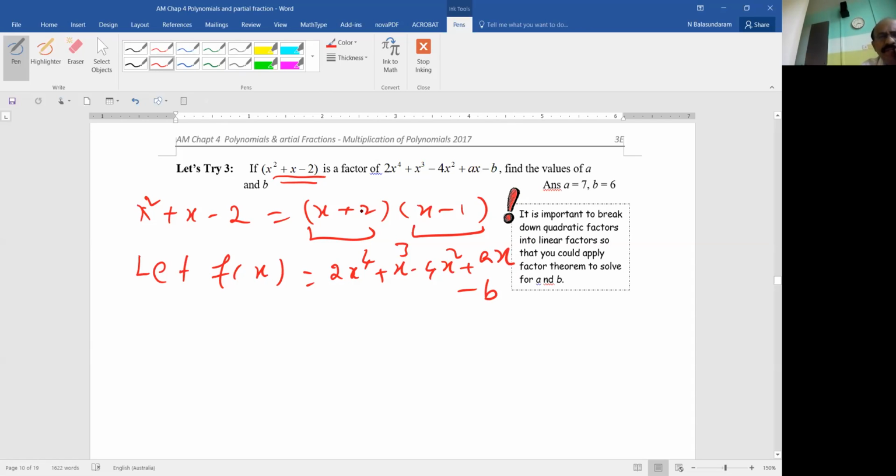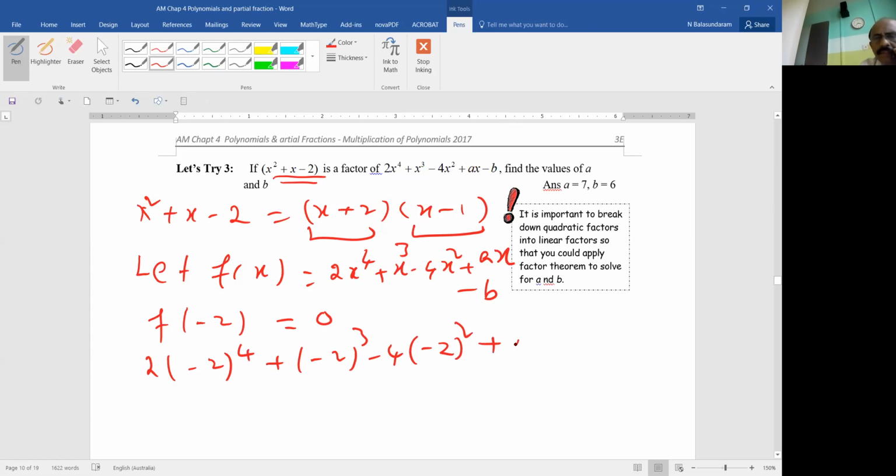Now x plus 2 is a factor, because this whole thing is a factor, which means x plus 2 is also a factor. So I'm going to substitute x equals negative 2. If I substitute, the remainder must be 0 because it's already a factor. I'm not testing. So f of minus 2: I substitute 2 times minus 2 to the power 4 plus minus 2 cube minus 4 times minus 2 square plus a times minus 2 minus b, the whole thing must equal 0 because it's a factor. So it's all calculation.